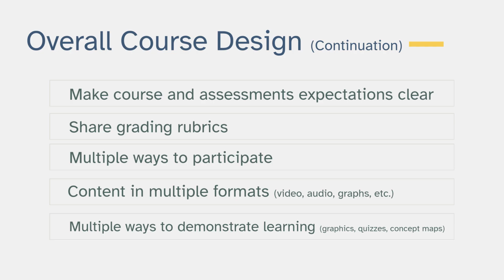Providing grading rubrics helps students plan their assignments, clarifies expectations, and promotes more equitable grading. Present the content in multiple formats, text, audio, or video, for example. Offer students multiple ways to participate, such as audio and chat, and allow for multiple ways for them to demonstrate their learning, for example, quizzes, papers, audio, or creating a comparative table.